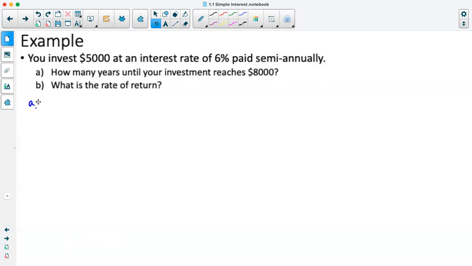Okay, so we'll start with A. So we'll write out what information we have. We know our principal is $5,000. Next thing they tell us is our interest rate, which is 6%. We're going to want to change that to a decimal, so divide that by 100, which gives us 0.06. And we want to solve for T, because we want to know how many years. And we've essentially been given A is equal to $8,000.